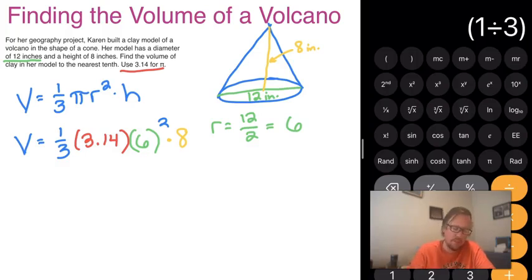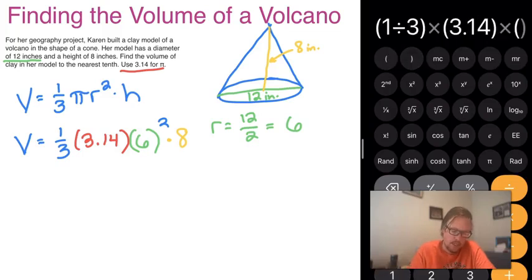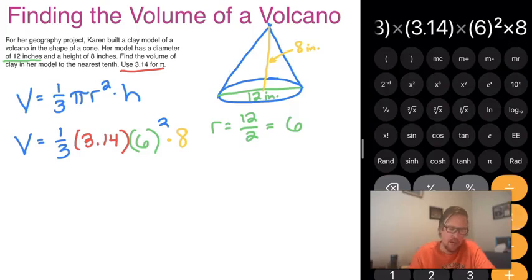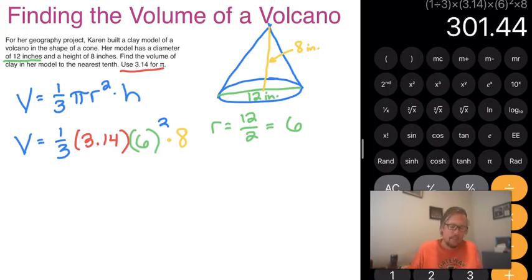So there's our 1/3. Next, we do our 3.14. Next, we do our 6 squared. And next, we do our 8. This is looking pretty ugly in the calculator, but it doesn't matter. As long as I'm confident I've put everything in correctly, I think we should be good. 301.44 is what we come up with for our answer.